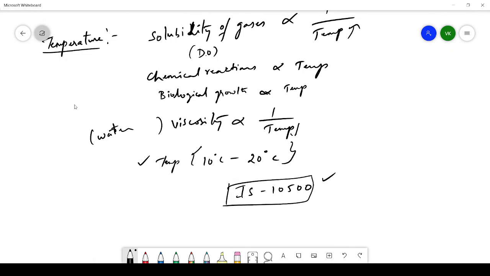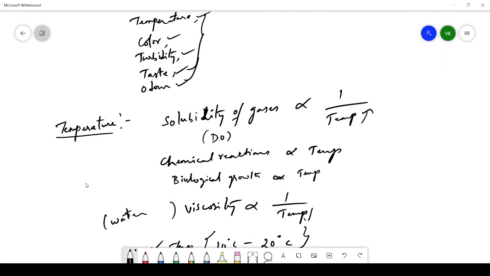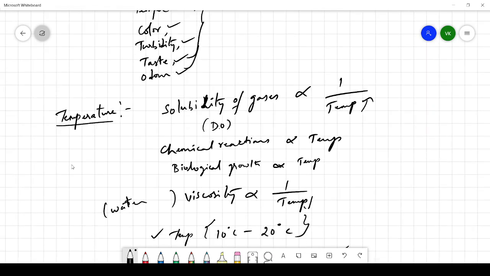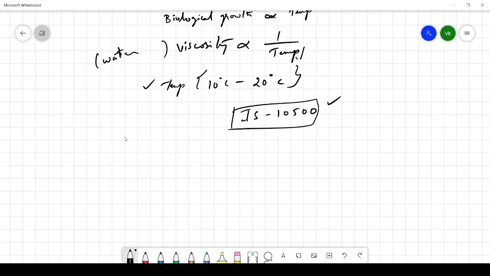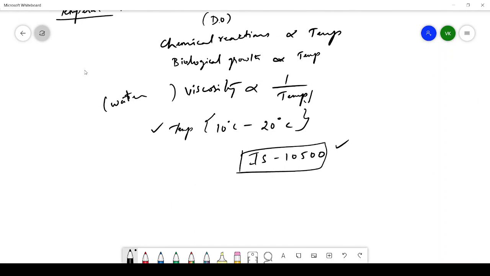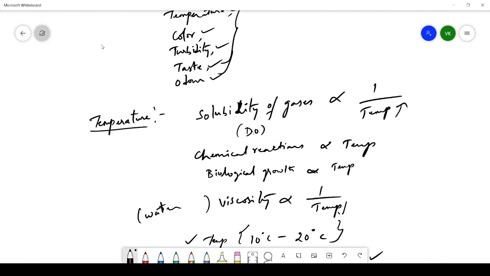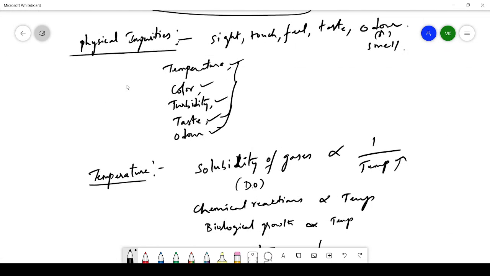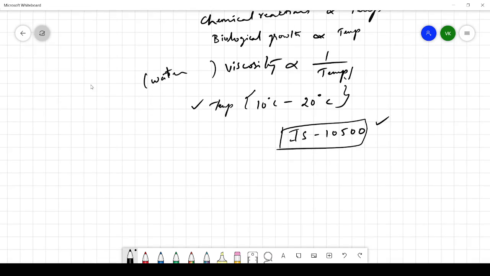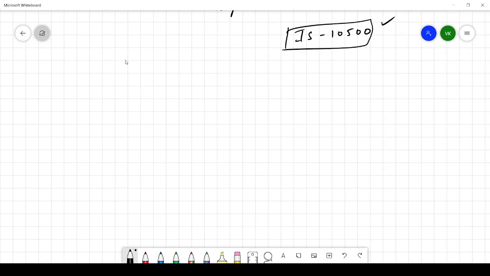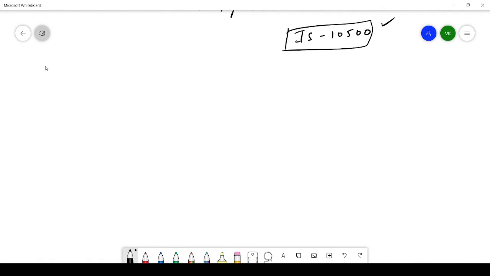We will see the next characteristic. What is that? Color. In the physical impurities, we are studying different characteristics. Among them, first one is temperature, second one is color, third one is turbidity, fourth one is taste, and fifth one is odor. So let us see the color.